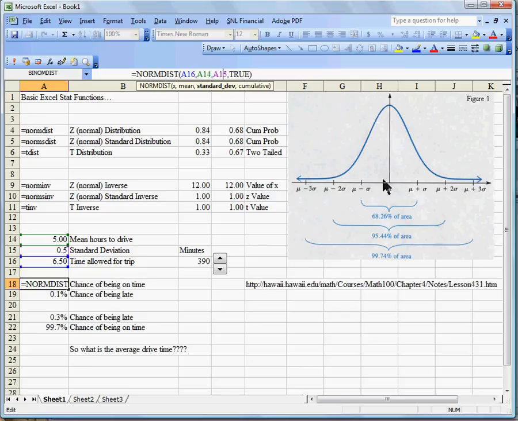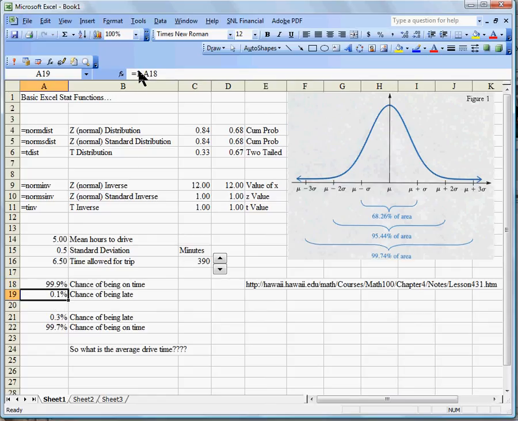Because if you remember, we're not concerned about being too early. We just don't want to be late. So we want to know what's the area under one side of the curve. And actually what we're really looking at is we want to know what's out here. Not the area under the curve, but maybe 1 minus the area under the curve. So the chances of being on time are 99% if I leave 6.5 hours. The chances of being late are going to be 1 minus that, as I was just saying. So 1 minus the chance of being on time is 0.1 in this case.